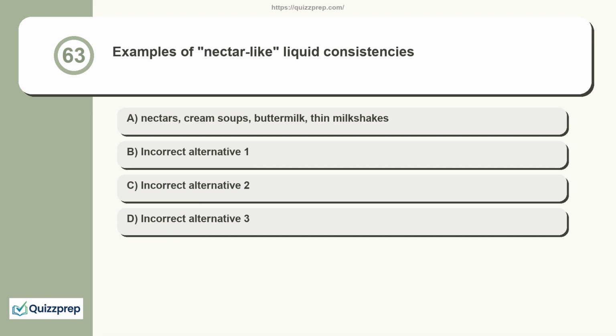Question 63. Examples of nectar-like liquid consistencies. Nectars, cream soups, buttermilk, thin milkshakes.